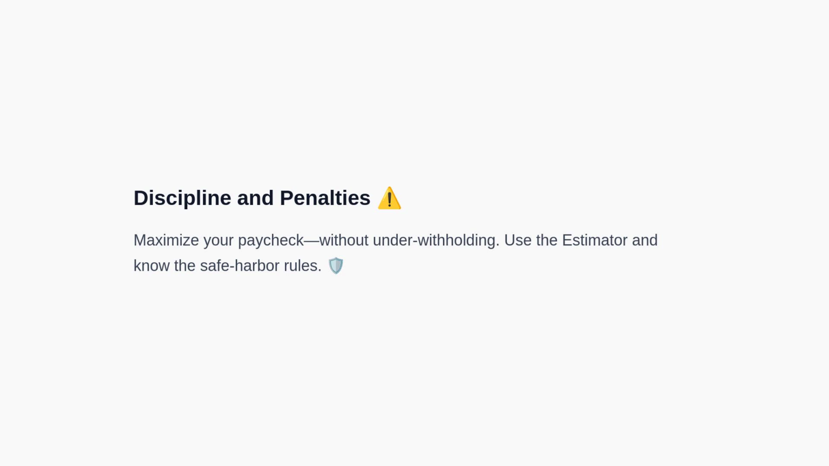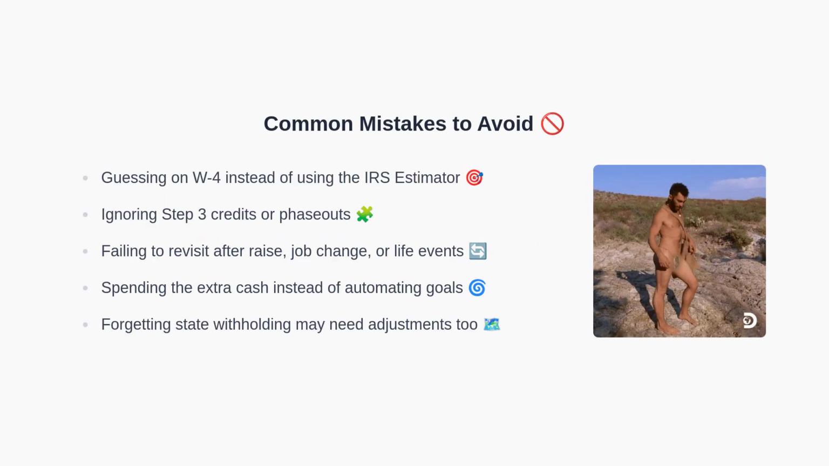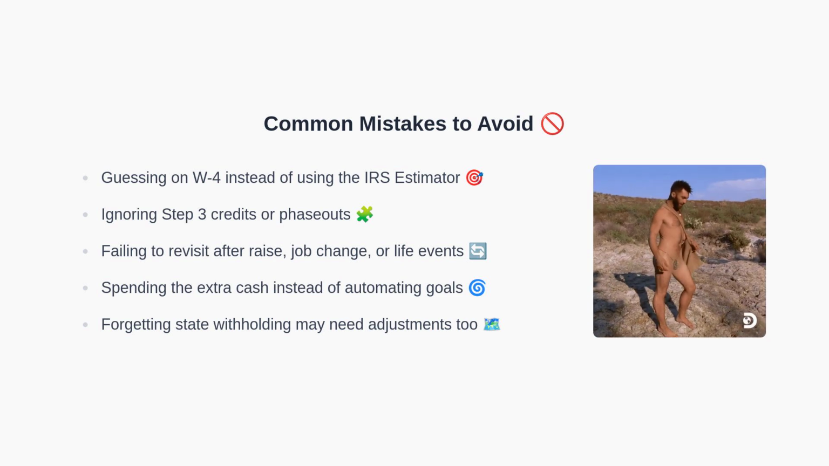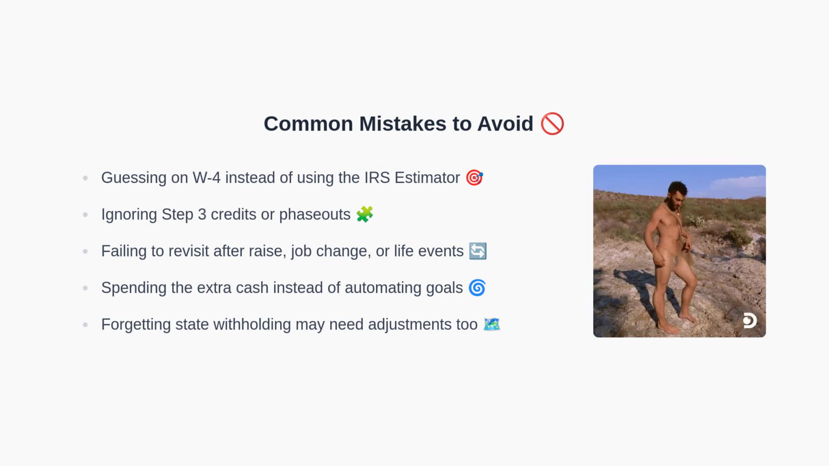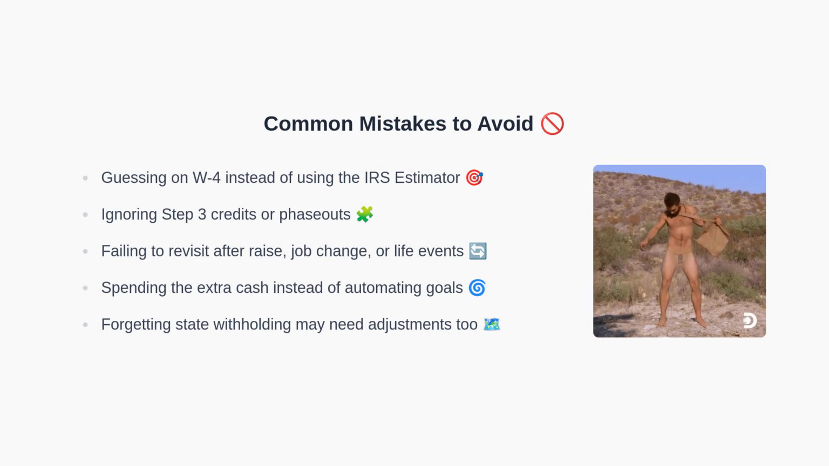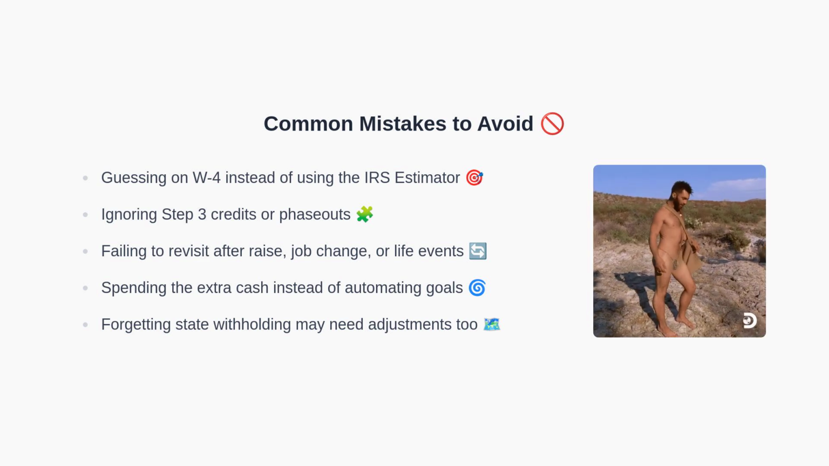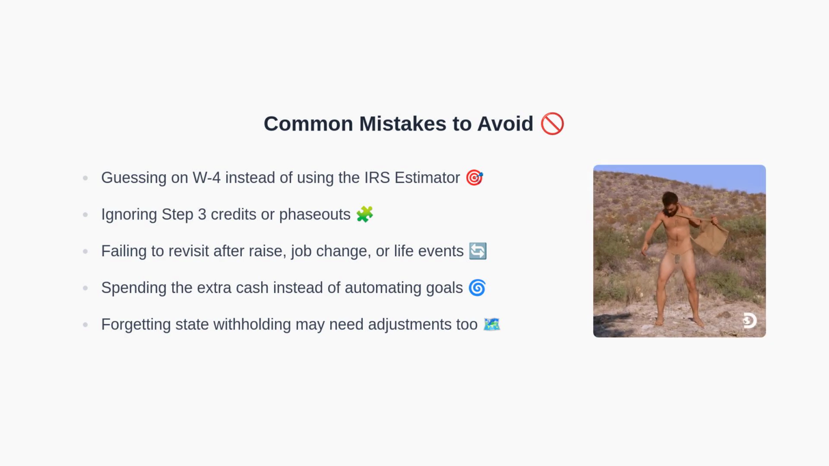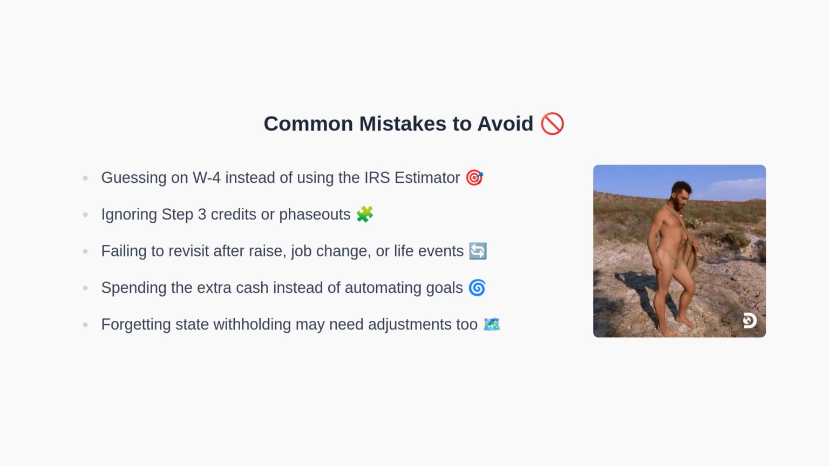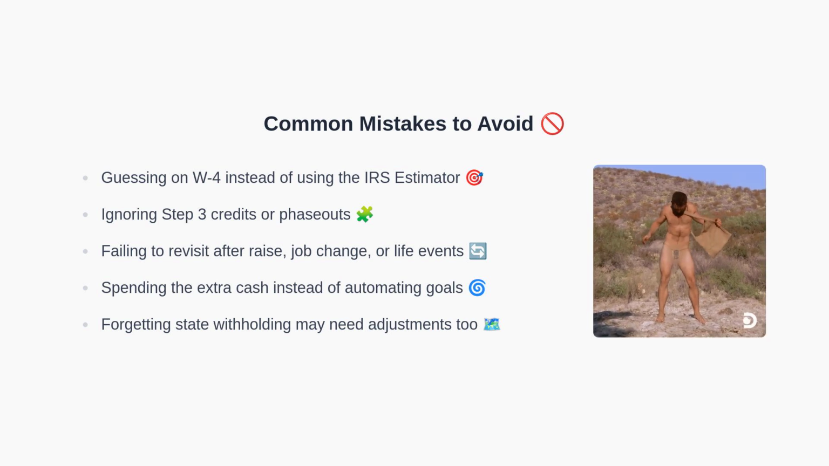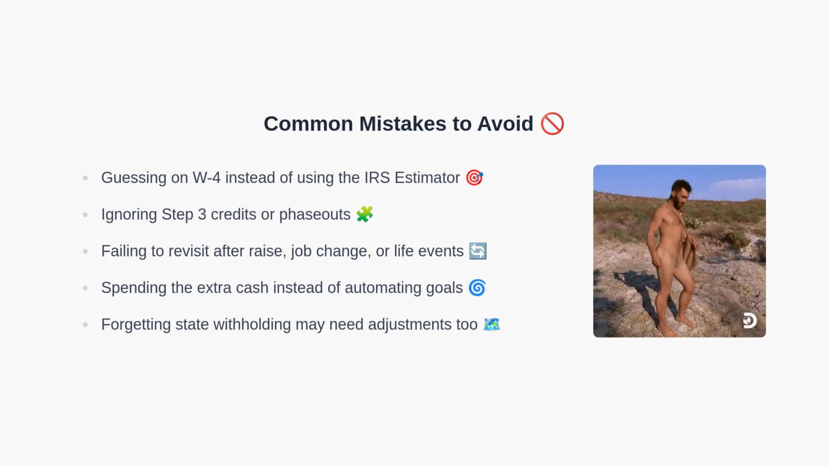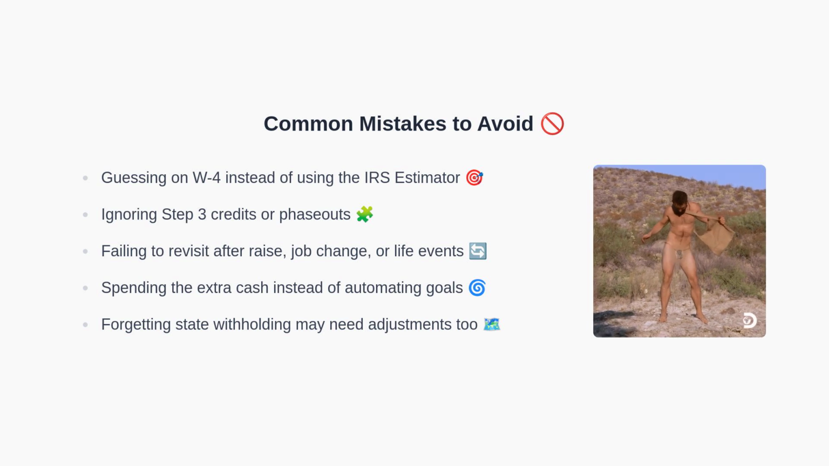With the risks in mind, here are common pitfalls to avoid. Avoid guessing when updating your W-4. Use the IRS estimator for precision. Don't overlook Step 3 or the possibility of phase-outs affecting your credits. Revisit your withholding after events like raises, job changes, or family changes. Make sure increased cash flow is directed automatically toward your goals to prevent lifestyle creep. Also, remember that state withholding may require its own adjustments.